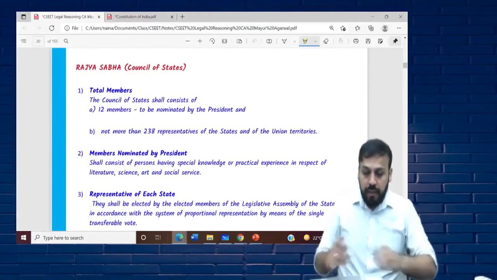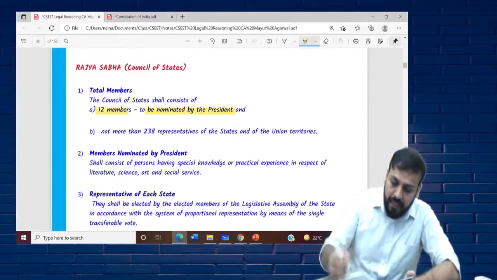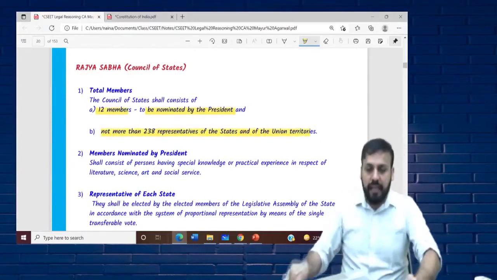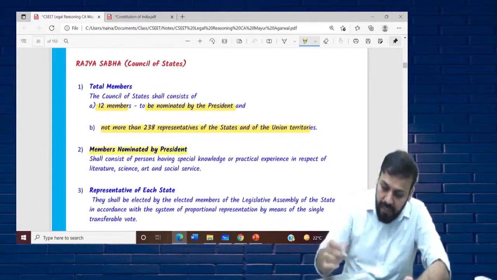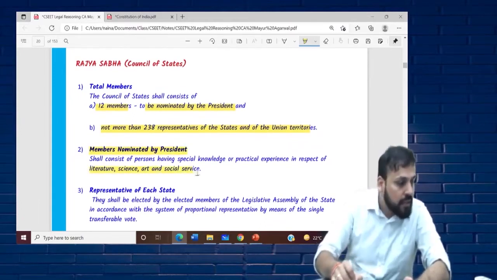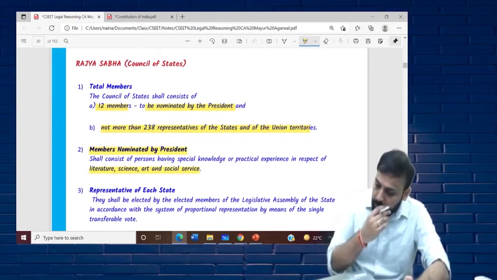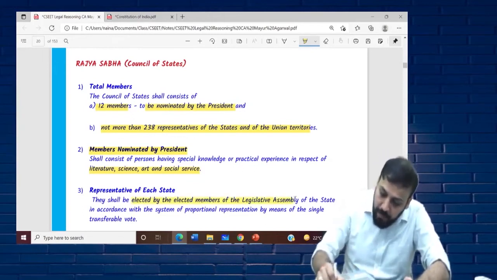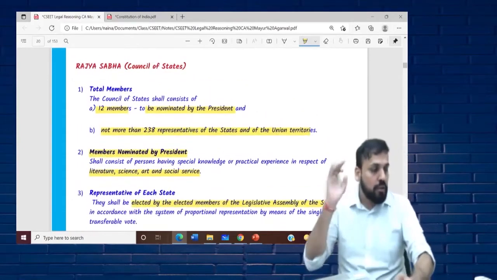So see, in Rajya Sabha there are 12 members nominated by the President and not more than 238 members appointed by states and union territories. Members nominated by the President are based on literature, science, arts and social service. They are elected by the elected members of the legislative assembly of the state. Very, very clear. So this was about Rajya Sabha.